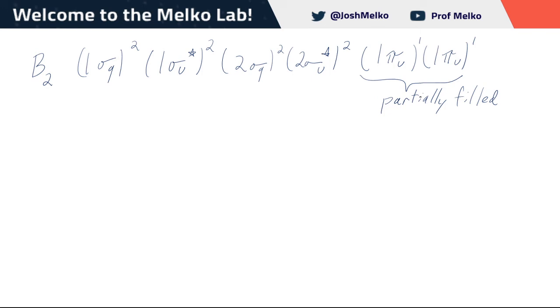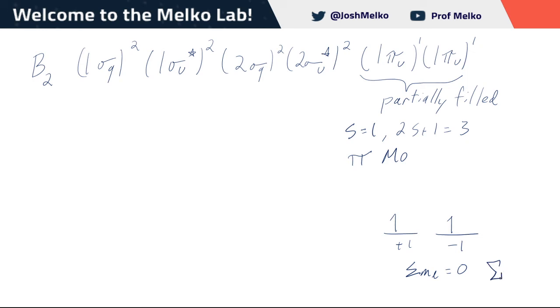2 unpaired here. So I know this is going to be a triplet. S is 1, 2S plus 1 is 3. Okay, pi molecular orbitals here that are degenerate. 1 is plus 1, 1 is minus 1. This is the same example we've been using. So my sum of all the m sub l's here is 0. So it's clearly a sigma term.